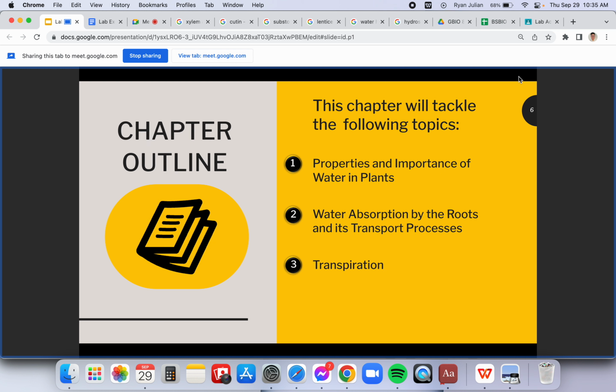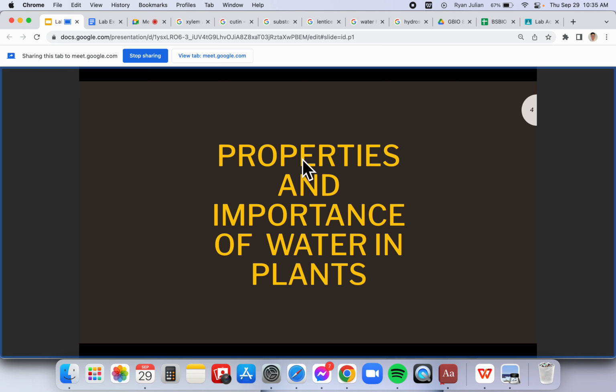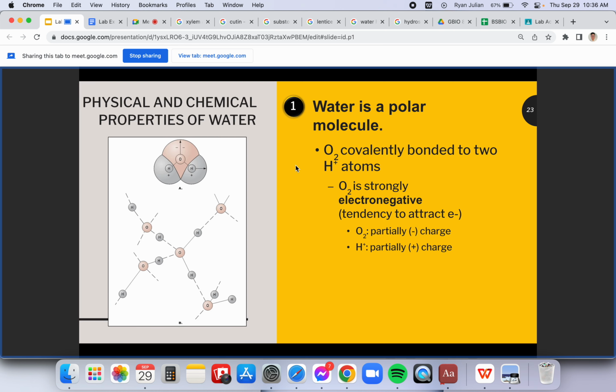The chapter outline will enable us to tackle the following topics: properties and importance of water in plants, water absorption by the roots and its transport processes. Last one, transpiration. For our first topic that I will be discussing to all of you, it is all about the properties and importance of water in plants.